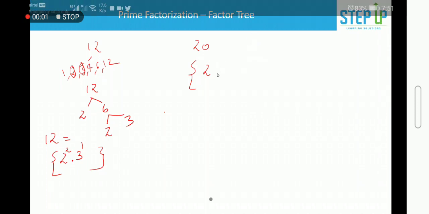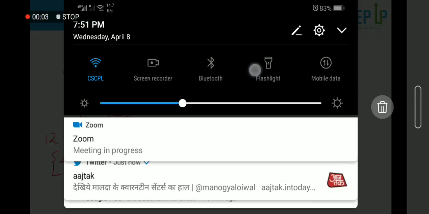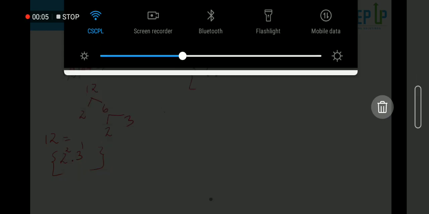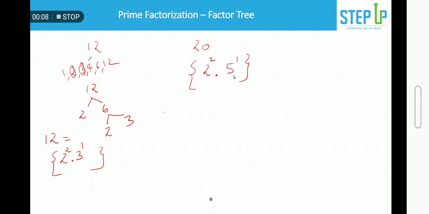3, 8 will not divide me. 2 to the power 2 is the highest power here. 4 into what? 5. 5 is again a prime factor, right? So this is called prime factorization, meaning when we factorize it into only prime numbers. Okay, that's what it becomes.